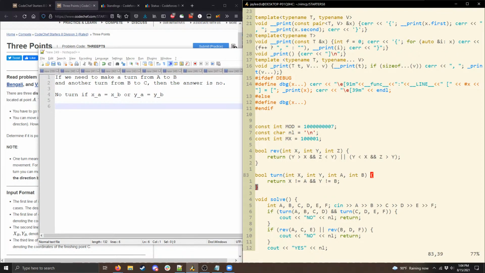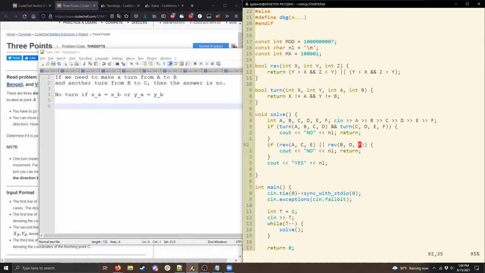And the other thing I do is I implement a function about whether we're going to have to turn on the path from XY to AB. And this is the case if x is not equal to a and y is not equal to b. So then I say, okay, if we don't have to turn from a to b, and we don't have to turn from b to c, and if our x coordinates don't reverse and our y coordinates don't reverse, then the answer is yes. But if either of those conditions aren't satisfied, the answer is no.